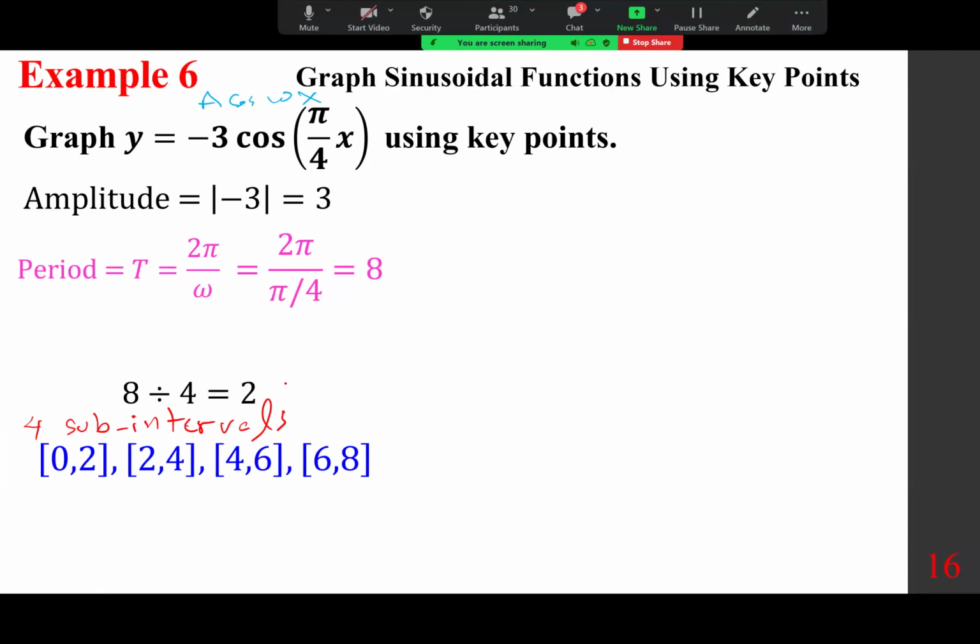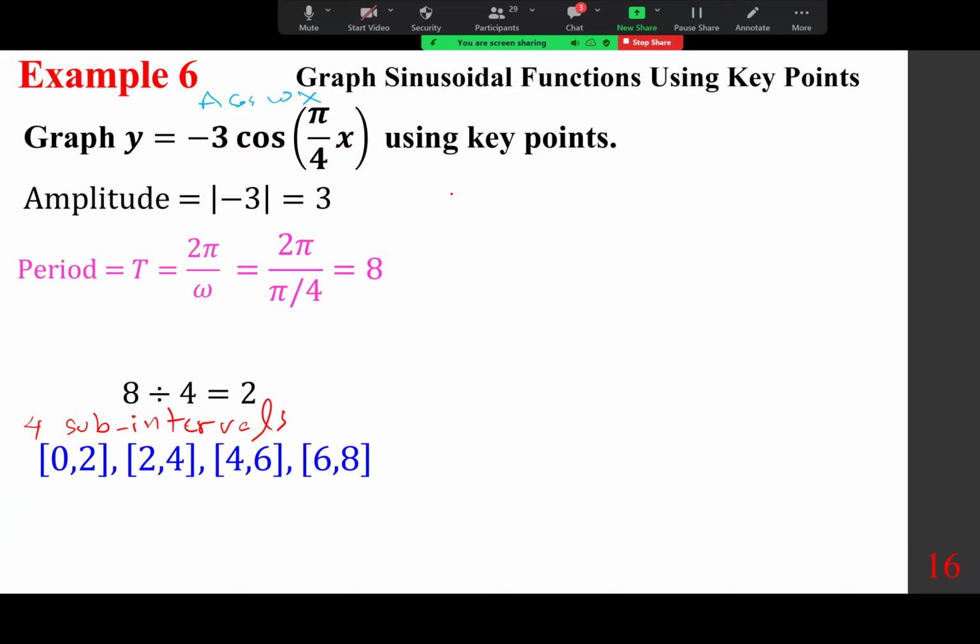All right, let's plug in. If I plug in 0 here, I get cosine of 0, which is positive 1, times negative 3, is negative 3. So 0 gives me negative 3.